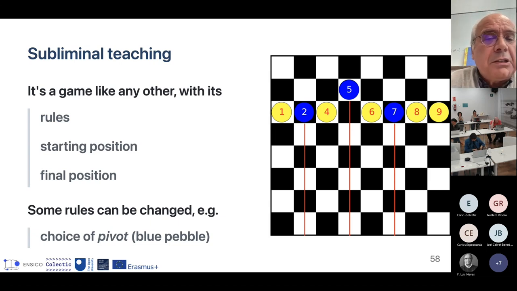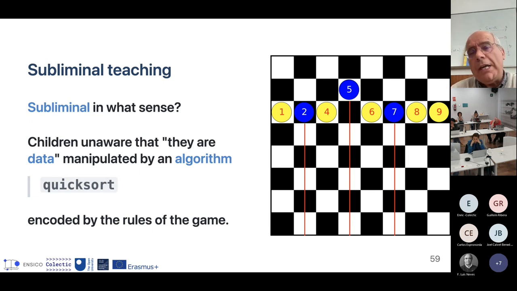So the rules of the game can change. For instance, we might say that the pivot doesn't need to be the leftmost element of the board. It can be anyone. And what is this game which they play? They find interest, or they could take decisions on where to go depending on their height. So in the end, when this stops, they are ordered by their height. And what is this? This is subliminal teaching. Why? Because what they are dancing or playing with is a very well-known algorithm in computing, which is the quicksort algorithm for sorting sequences.